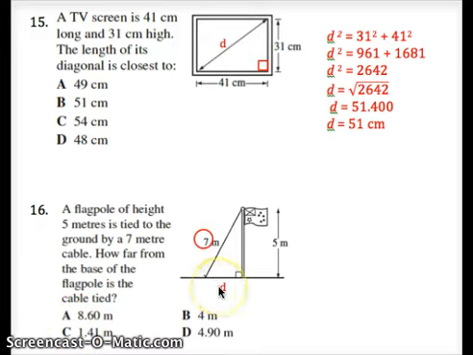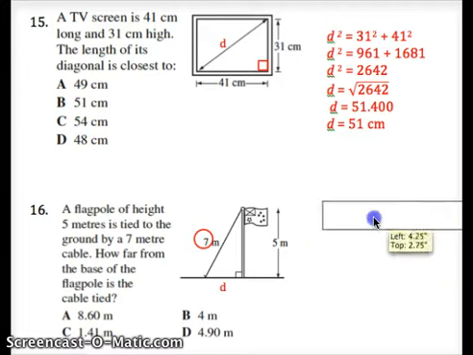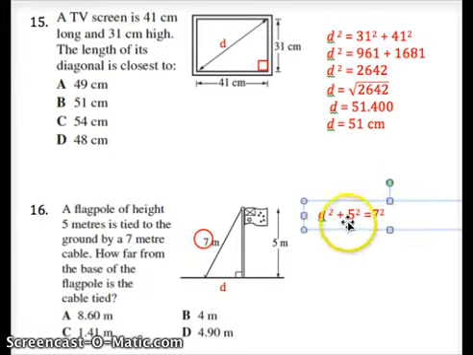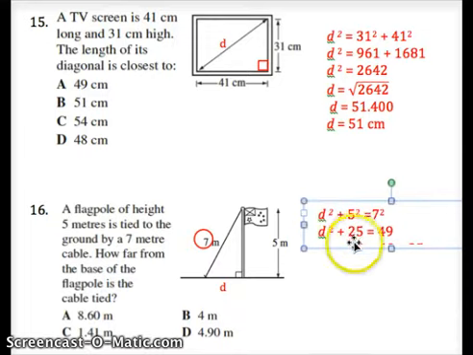Now, because we're trying to find D, we should write that first. So we say D squared plus 5 squared equals 7 squared. So the two shorter sides squared, D squared plus 5 squared equals the longest side squared. So we've got D squared plus 5 squared is 7 squared. We should work out our 5 squared and 7 squared first. So we get D squared plus 5 squared is 25, sorry. And 7 squared is 49.